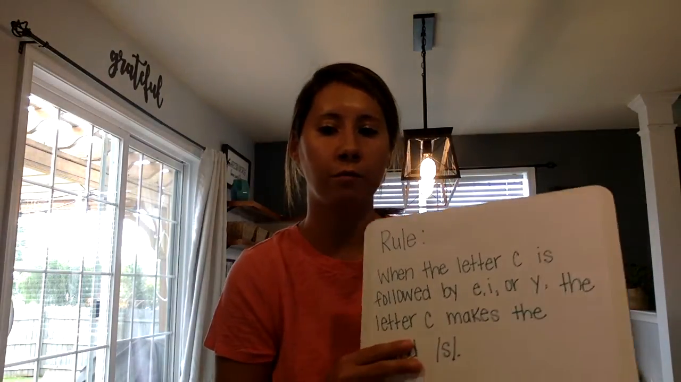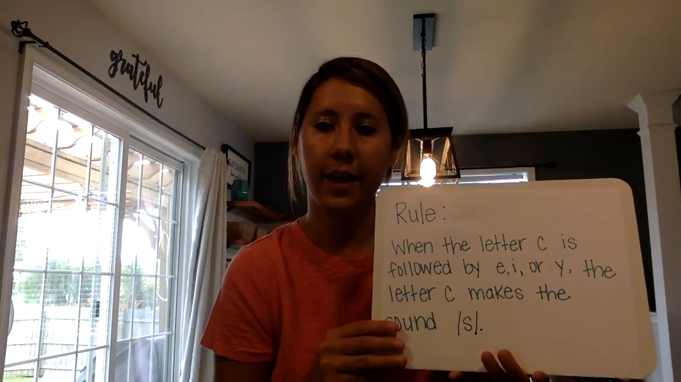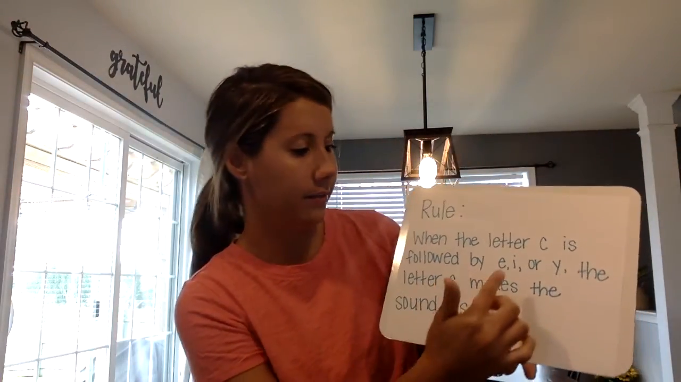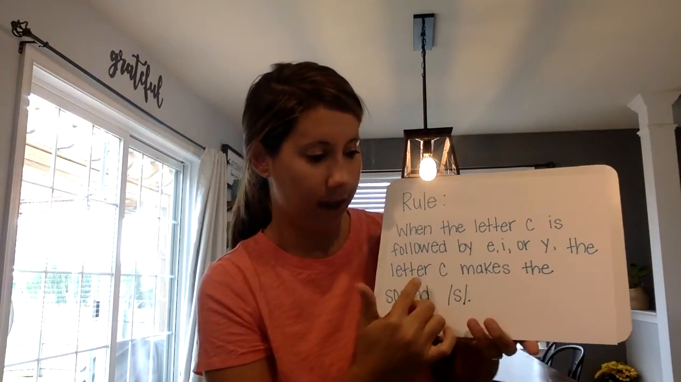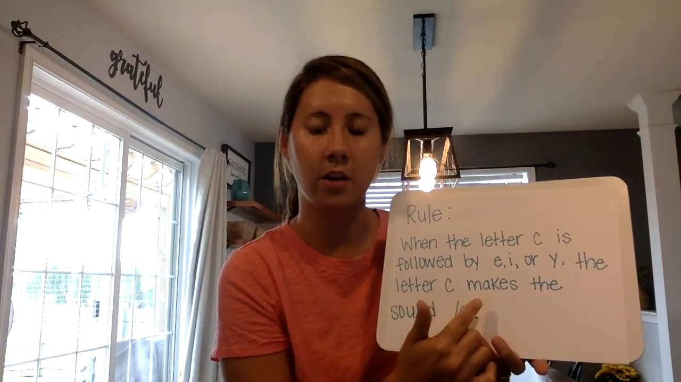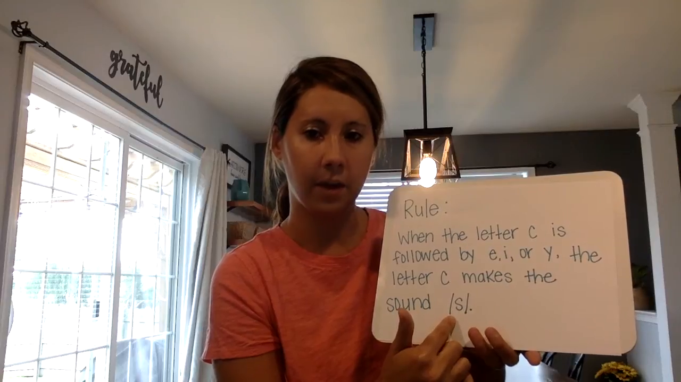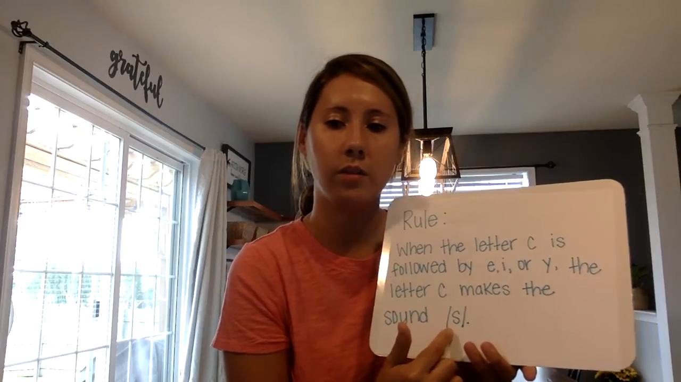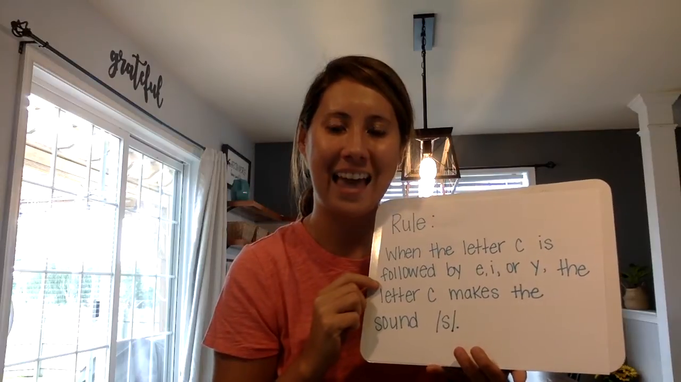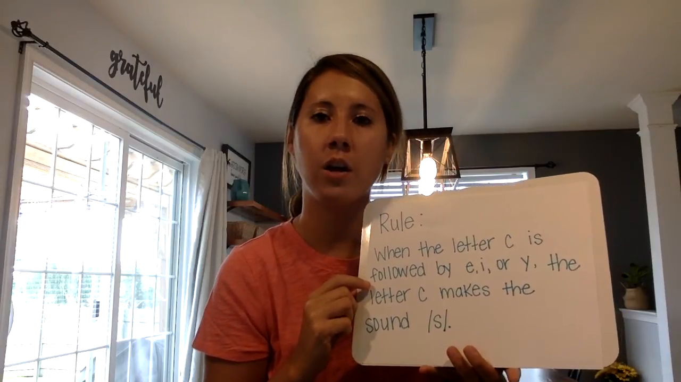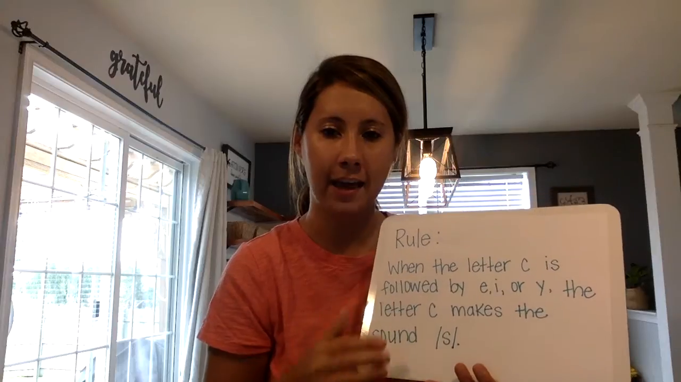Hello, class. Today I'm going to teach you the following rule. The rule says when the letter C is followed by E, I, or Y, the letter C is going to make the sound S. Okay, so we know that there are two sounds that C can make. C can say S as in scent or K as in cat.